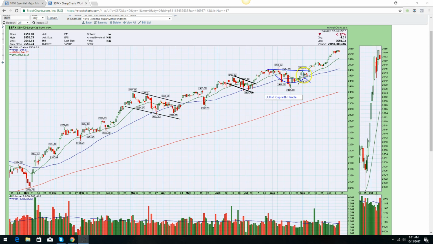And it creates a nice little cup with handle. I mean, this just looked right, okay? So when I drew this, I was like, is it going to finish the cup with handle? Me personally, I thought it was going to roll over, but I've been saying that a lot. And the market just keeps climbing the wall of worry.